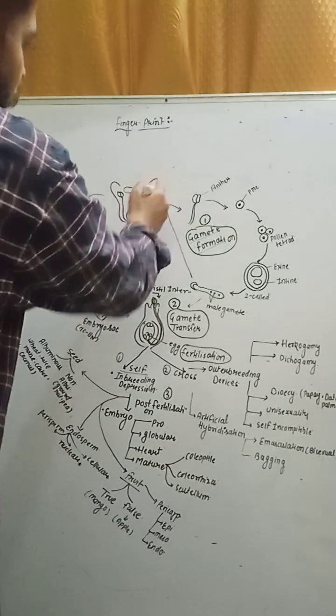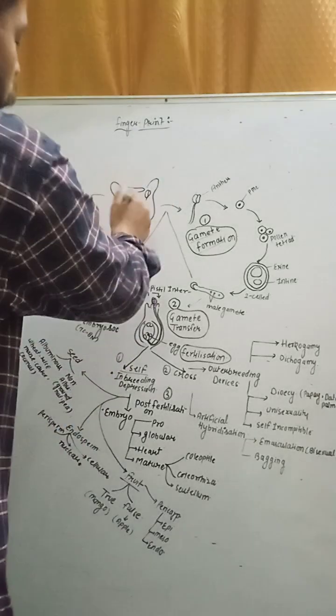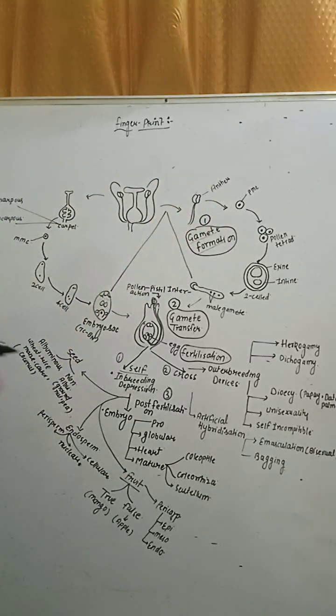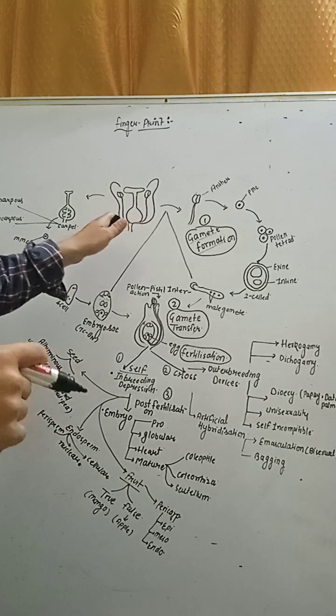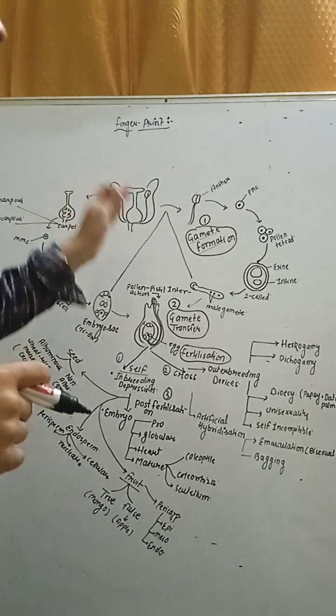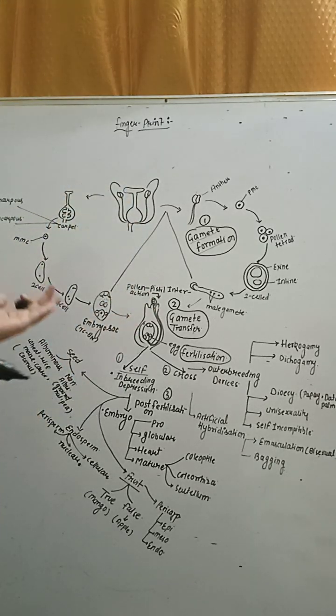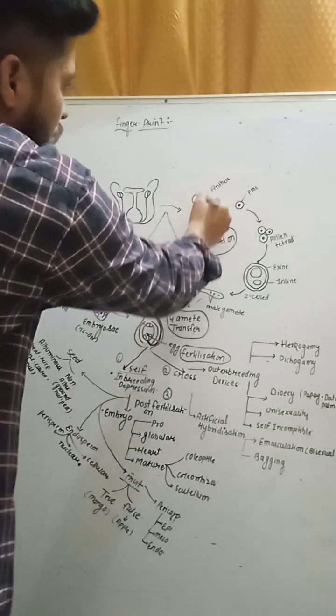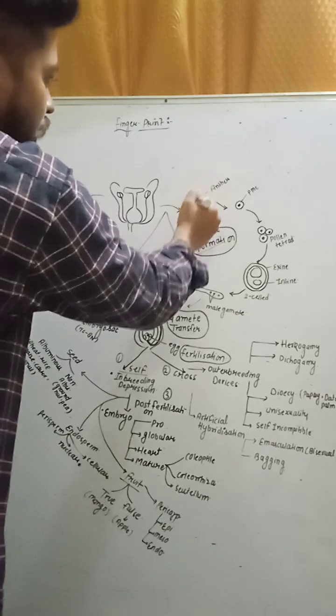So this is the structure of a flower. As you know, a flower has four parts: androecium, gynoecium, calyx and corolla. The androecium represents the male part, the gynoecium the female part, the calyx forms sepals and the corolla forms petals. This is part of the stamen, having anther and filament.